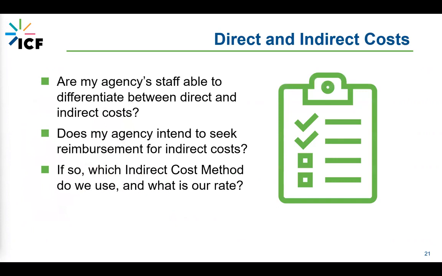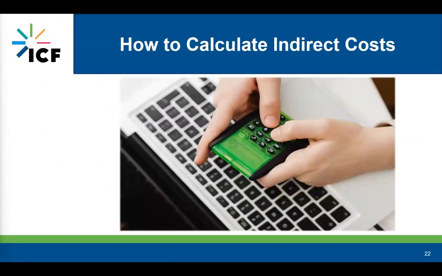Okay, so this wraps up our discussion on direct and indirect costs. The following are questions or takeaways for grantees to consider. Are my agency staff able to differentiate between direct and indirect costs? Does my agency intend to seek reimbursement for indirect costs? And if so, which indirect cost methods do we use and what are our rates? Okay, next we will move into how to calculate indirect costs.